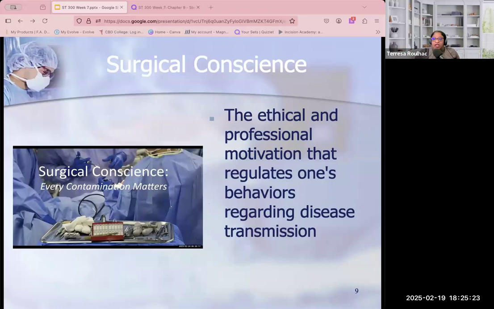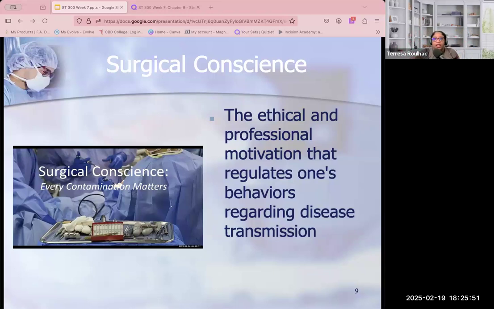Surgical conscience is another huge thing. The ethical and personal motivation that regulates behavior regarding disease transmission is rooted in professional responsibility. This involves ensuring patient safety by adhering to infection control protocols and maintaining a sterile environment when someone is there and when someone is not. So, what does that really entail?